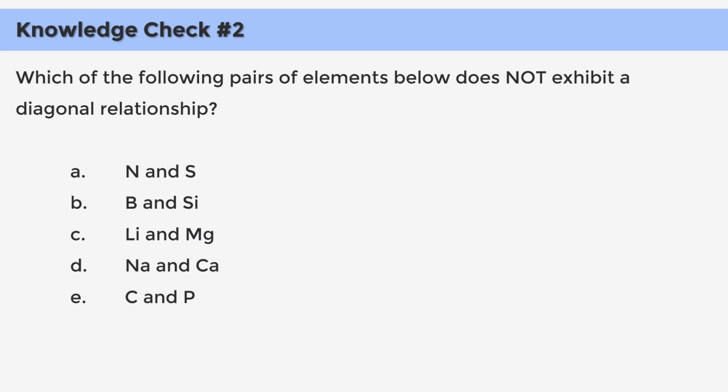We have to remember that diagonal relationships are similarities between pairs of elements that are situated in different groups and periods, and exist between elements in the second and third period that are diagonally adjacent. In problem solving number 2, the pair of elements that does not exhibit a diagonal relationship is sodium and calcium, since sodium is in the third period and calcium is in the fourth period of the periodic table.